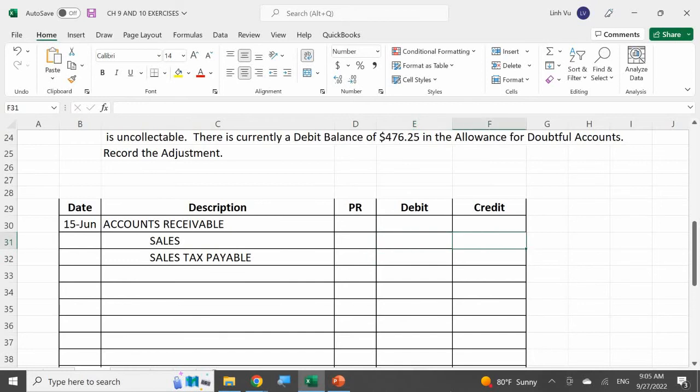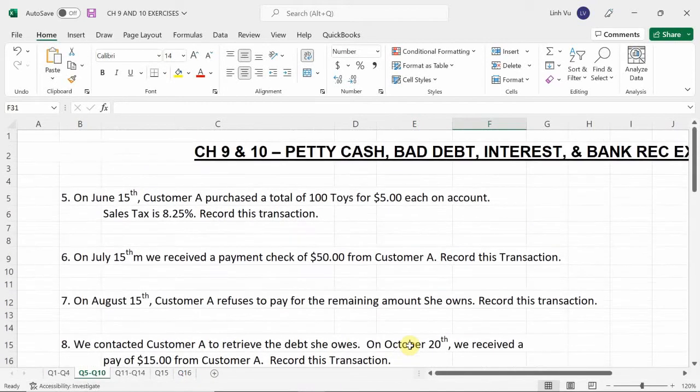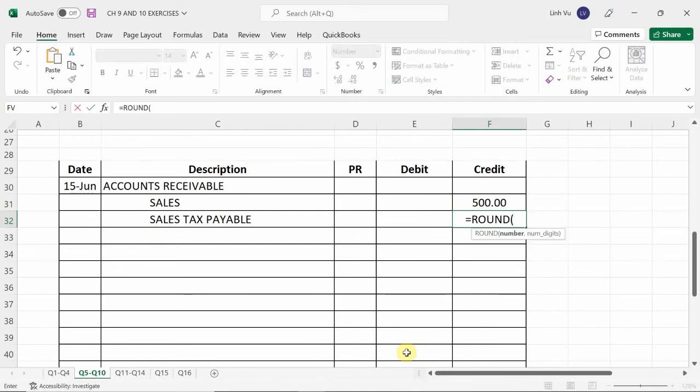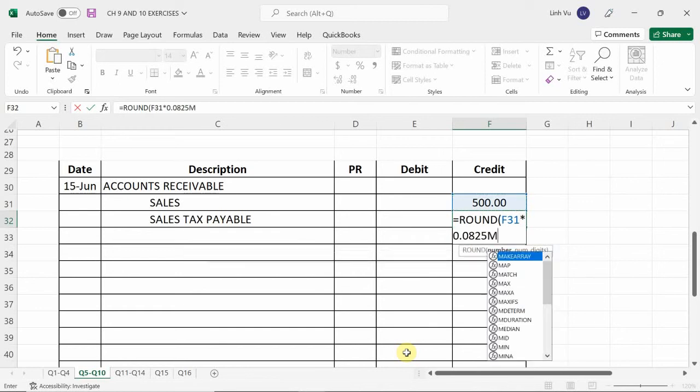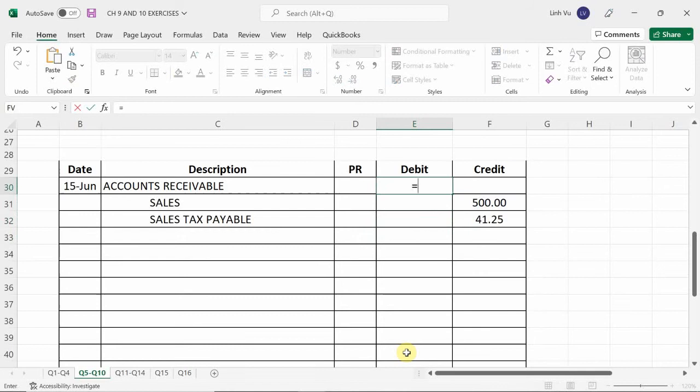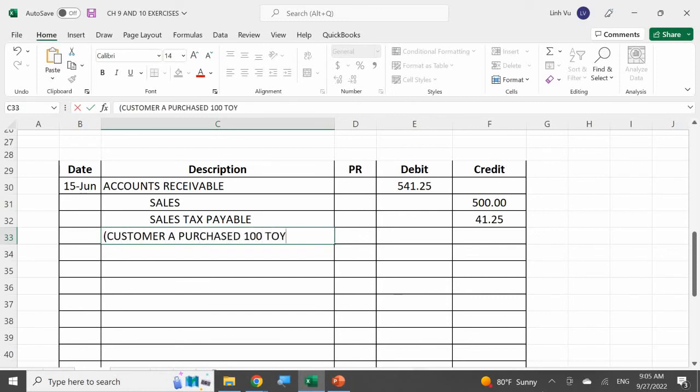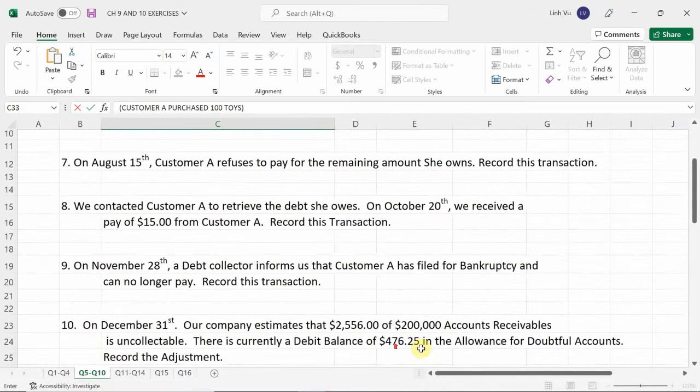Okay, so in this case, we addressed that we purchased 100 toys at $5 each. So what's my total sales? $500. How much sales tax am I going to be charging? $41.25. So how much does customer A owe me? $541.25. So again, I'm going to go ahead and say customer A purchased 100 toys. Okay, so let's see what happens next.